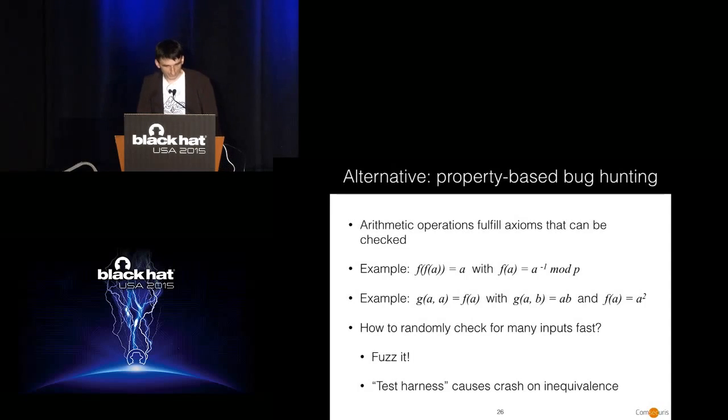Okay, there's a mistake on the slide. If you give a comma a to the function g, that should be equivalent to giving the argument a to the function f. So I completely screwed that up, sorry about that. And now, how do you randomly check for many inputs fast? Well, just fuzz it. What you do is you cause crashes on non-equivalence.